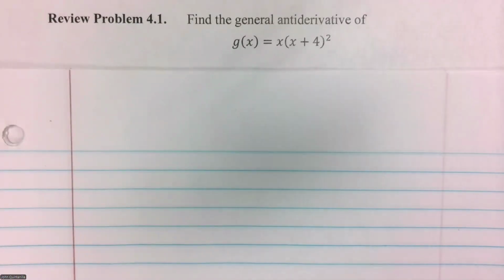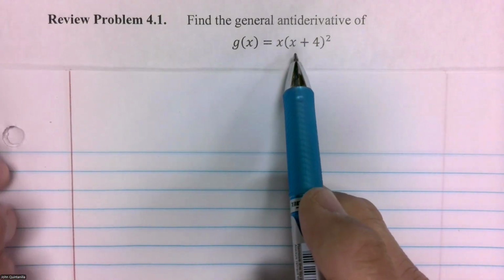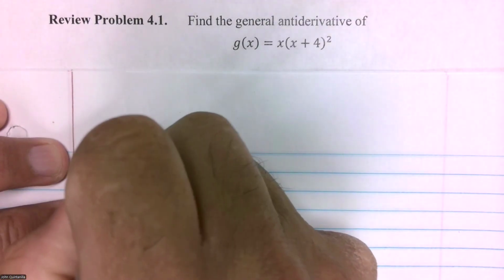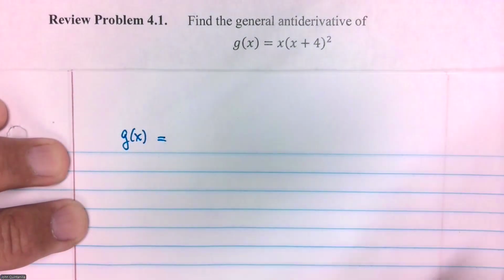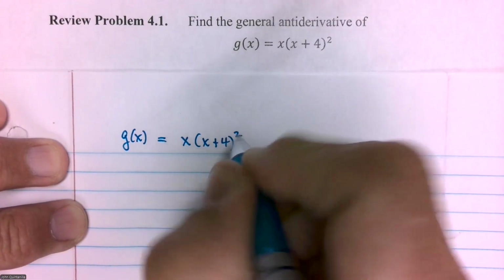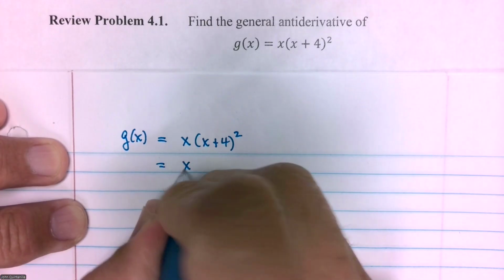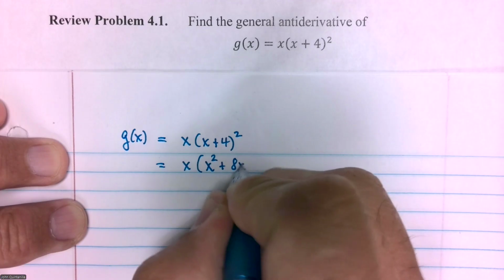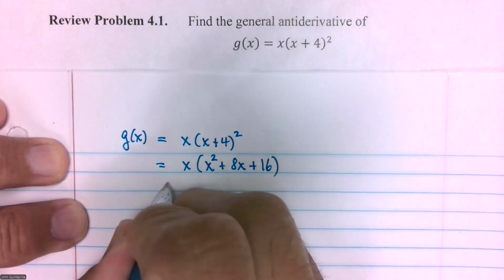For this problem, we're supposed to find the general antiderivative of g of x is equal to x times (x plus 4) quantity squared. To do this problem, the first thing that I'm going to do is multiply out. So g of x is equal to x times (x plus 4) quantity squared. Now, if I square, I get x squared plus 8x plus 16.